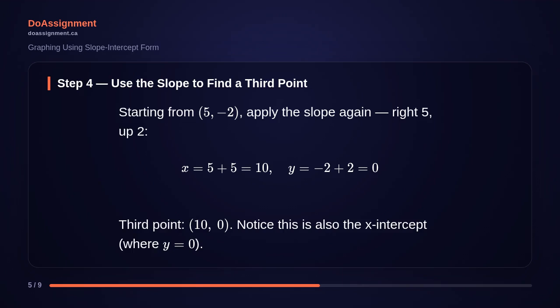Apply the slope one more time from the second point. Move right 5 and up 2 again. We land at (10, 0). Notice this is where the line crosses the x-axis, so it is also the x-intercept.